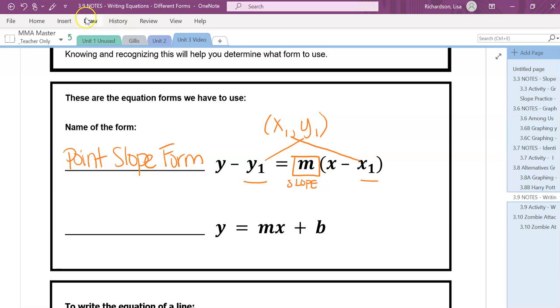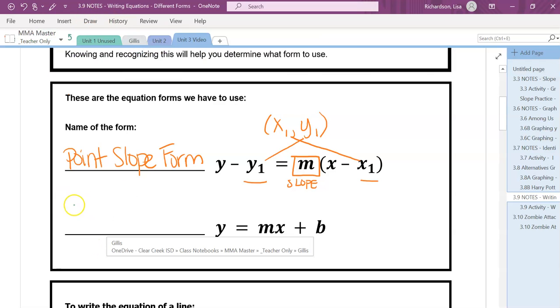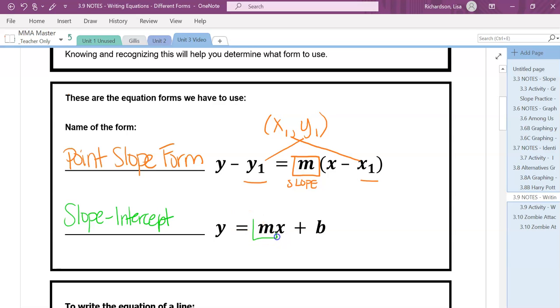Then we come down here and we have slope-intercept form, which has a slope and the intercept, which is the y-intercept. Okay? We've been working with that one a lot lately.